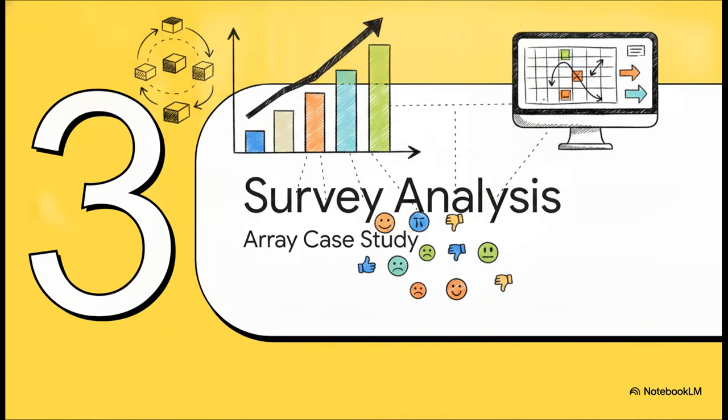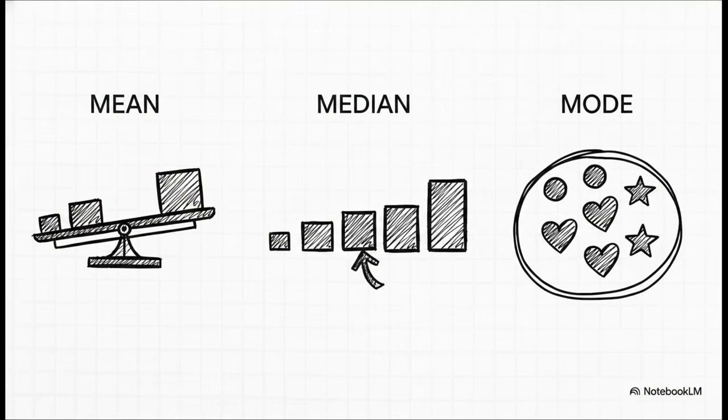Section 3. Case Study Survey Analysis. All right. Computers frequently compile and analyze survey results and opinion polls, right? We are going to review a program that does exactly that, putting the array manipulation and sorting techniques we just learned to work. Our program is going to compute three fundamental statistical metrics from our raw data: the mean, which is just the standard arithmetic average of all the values; the median, which is the middle value, but only when the data is sorted; and the mode, which is simply the most frequently occurring value in the dataset.